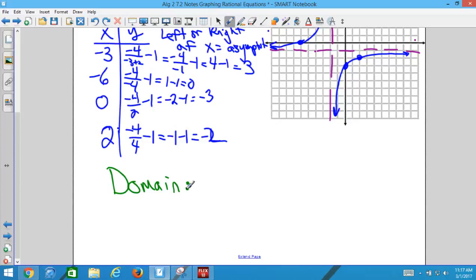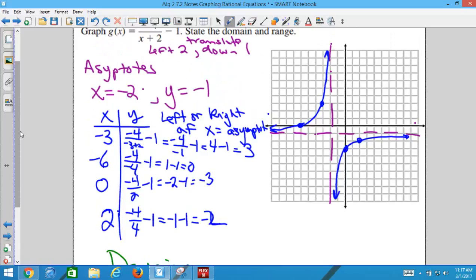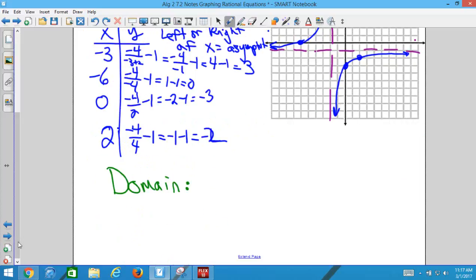All right, domain. So our domain are all the x's. What do we know about the x values? Left to right. What do we know about the x values of this? All real numbers except for negative 2. So we look at our asymptote and we say x cannot equal negative 2. So our domain, we're going to say x not equal to negative 2. That would be the short version.